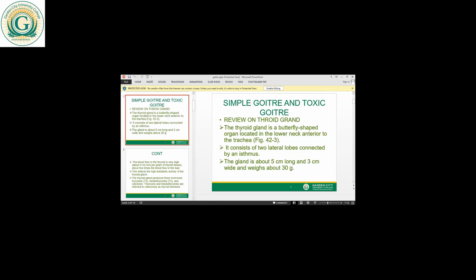Okay, so the topic we are presenting on is goiter. And before we tackle goiter, we will have to know what it is about. Goiter is a condition that is associated with the thyroid gland. So quickly, we will take you through the review of the thyroid gland. The thyroid gland is a butterfly-shaped organ located in the lower neck, anterior to the trachea. It consists of two lateral lobes connected by an isthmus. The gland is about 5 centimeters long and 3 centimeters wide, and weighs about 30 grams.